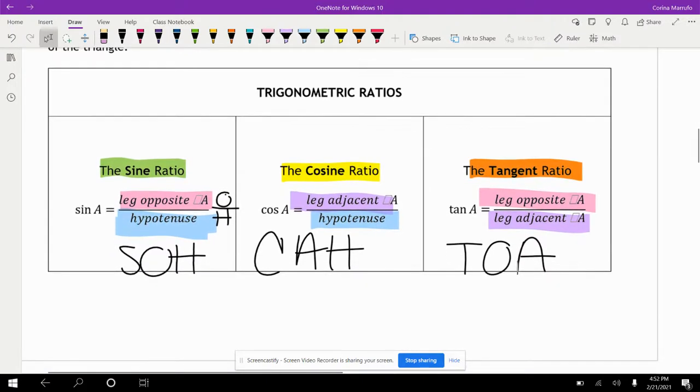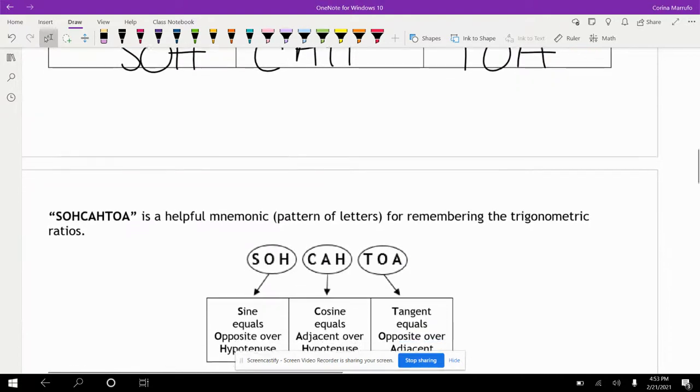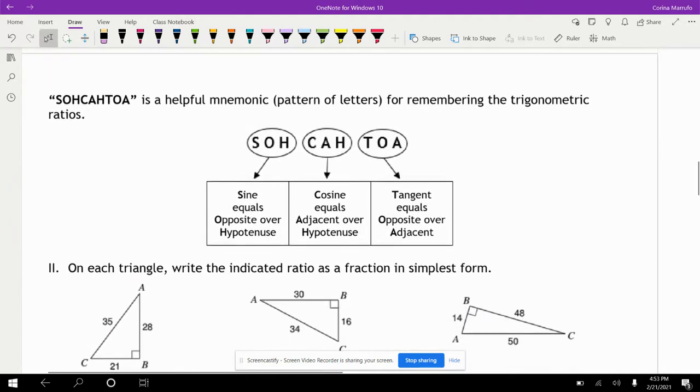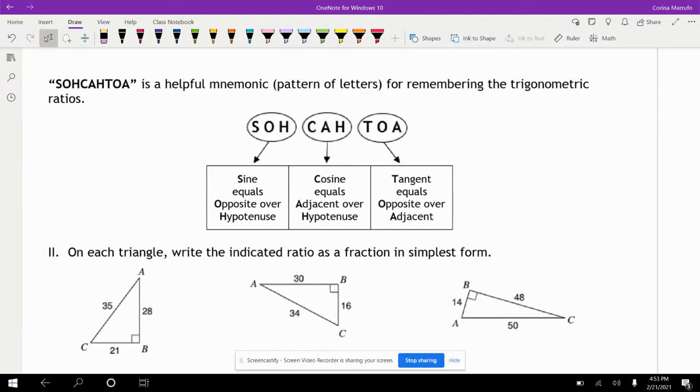There are some little abbreviations. There's "some old hippie caught another hippie tripping acid." That's another way to remember it. Whatever you feel is most appropriate, you can go ahead and do that. So here, there you go. They put it as SOH CAH TOA, which is a helpful mnemonic pattern of letters for remembering the trigonometric ratios.